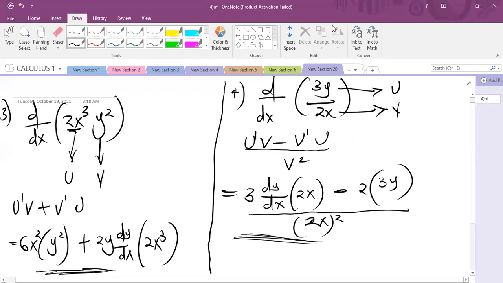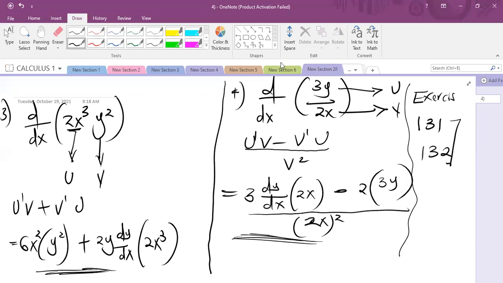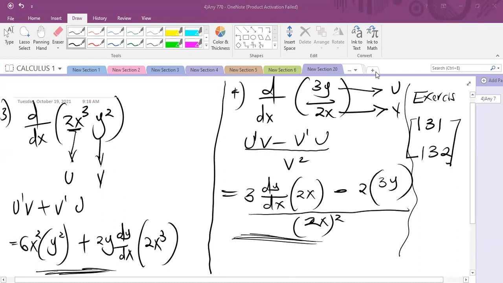I would like you guys to do exercise 131, and see if you can be able to do those questions right. And also exercise 132. Just do these exercises for practice. You can do as many questions as possible just to try and see if you're able to get the flow of this implicit differentiation. Okay, guys.